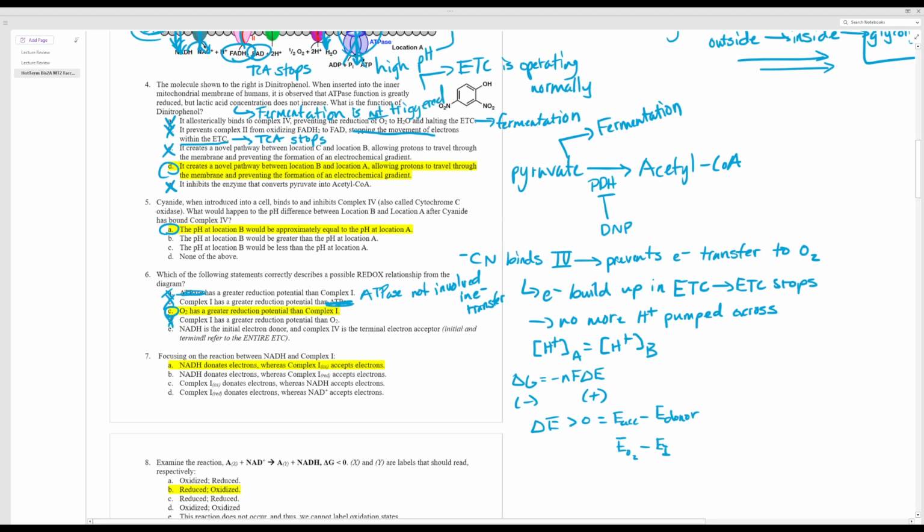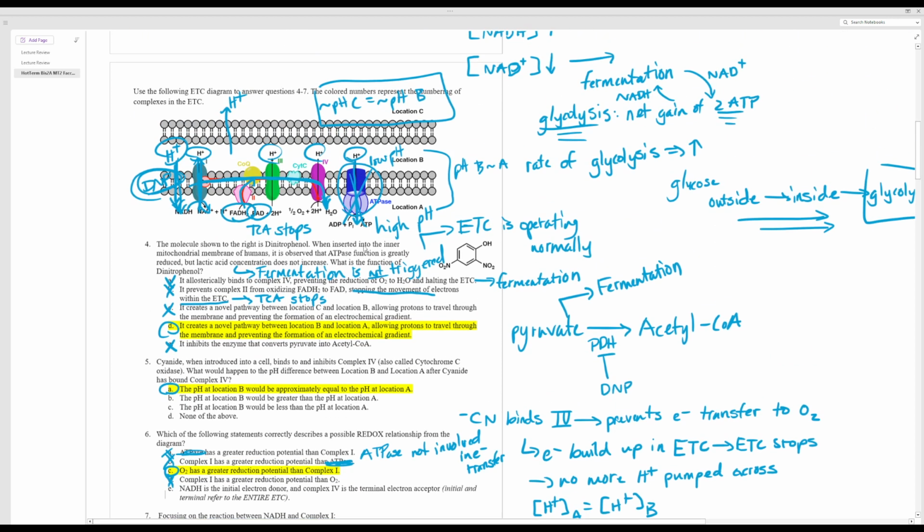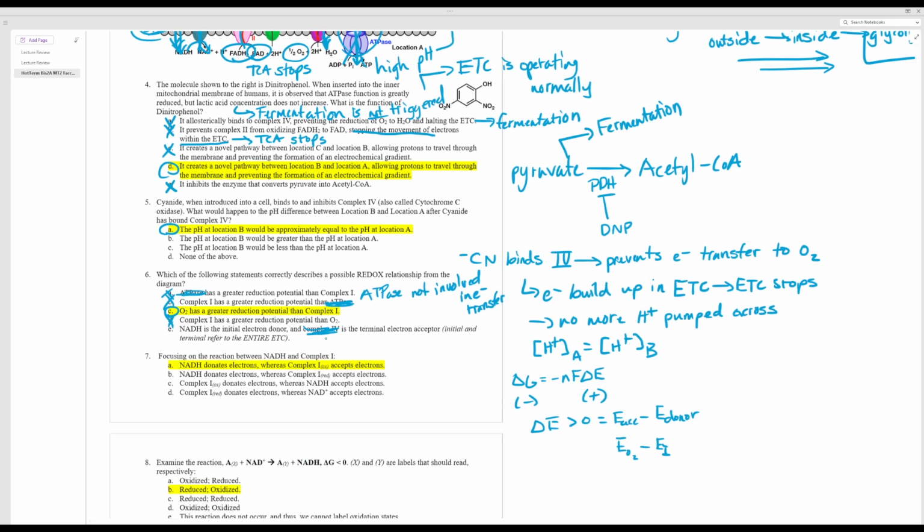And then finally, E, NADH is the initial electron donor, and complex 4 is the terminal electron acceptor. Note that initial and terminal refer to the entire ETC. This is an enticing answer, because NADH is the initial electron donor, but complex 4 is not the terminal electron acceptor. Remember, that's O2. O2 is where the electrons are going. It is like the electron dump. So complex 4 is not the terminal electron acceptor. O2 is the terminal electron acceptor.